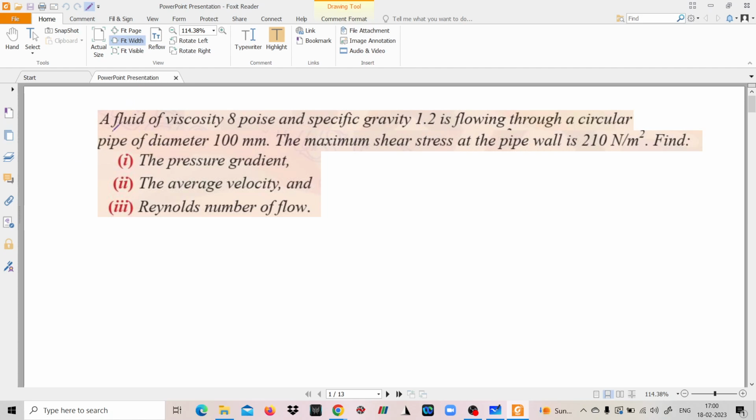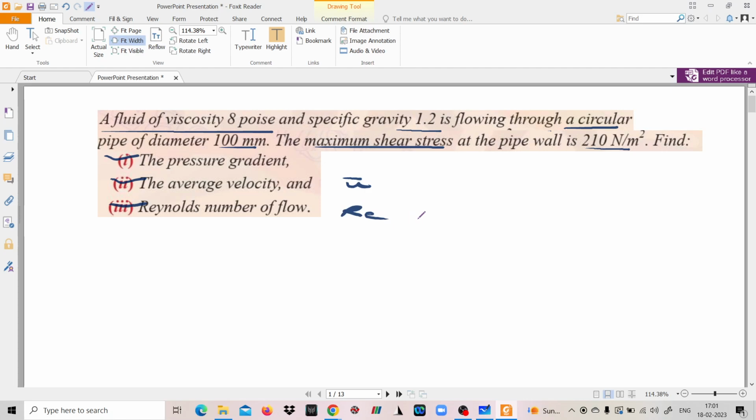So a fluid of viscosity 8 poise and specific gravity 1.2 is flowing through a circular pipe of diameter 100 mm. The maximum shear stress at the pipe wall is 210 Newton per meter square. You have to find the pressure gradient, the average velocity, that is U average, and the flow Reynolds number, that is Re. So this is the first problem.